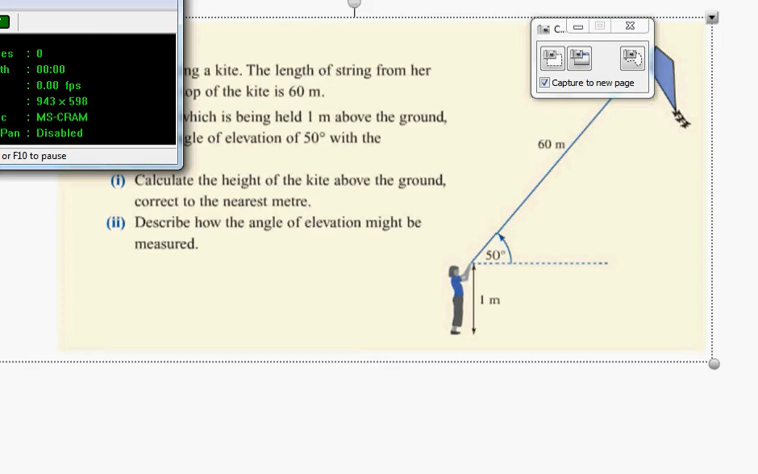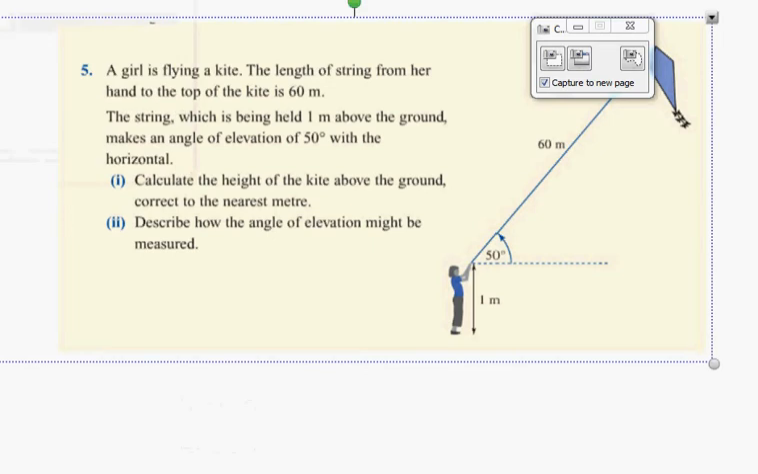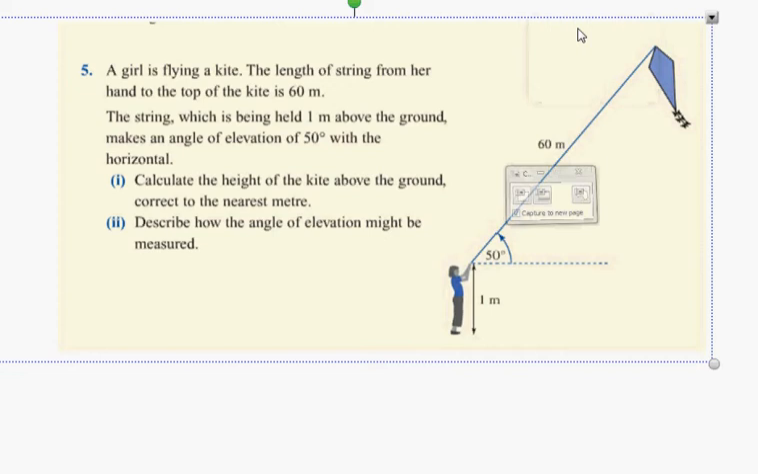Okay, so a girl is flying a kite. The length of string from her hand to the top of the kite is 60 meters. So 60 meters is which name? Adjacent, opposite, or hypotenuse? So hypotenuse. Okay, that's great. The string, which is being held 1 meter above the ground, makes an angle of elevation of 50 degrees to the horizontal. Calculate the height of the kite above the ground, correct to the nearest meter.